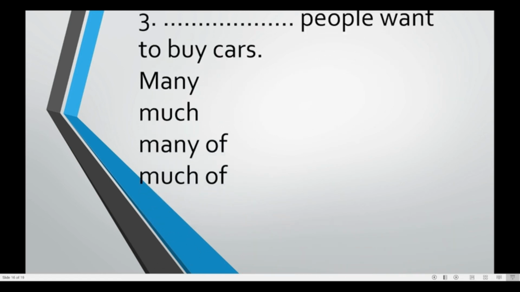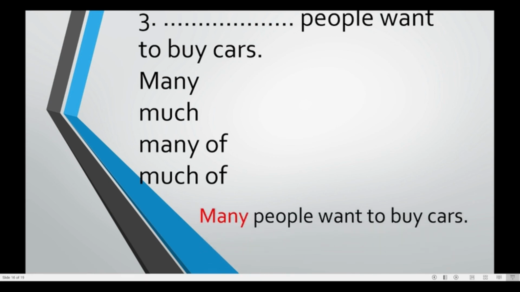Next. Dash people want to buy cars. People is a plural noun. So we cannot use much or much of with it. And people is used alone. That means there are no determiners here. Hence, the correct option is many. Many people want to buy cars.